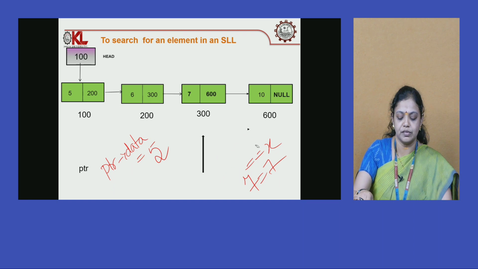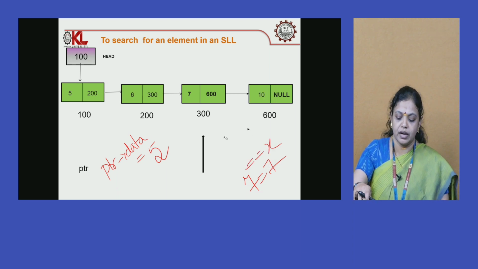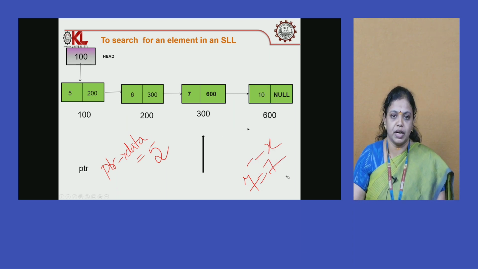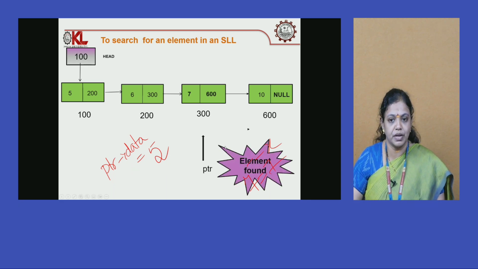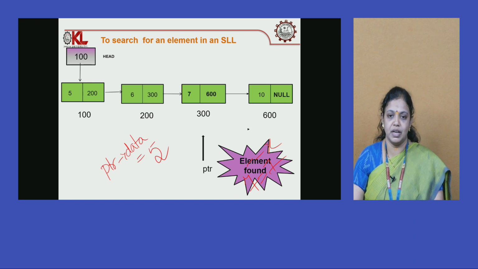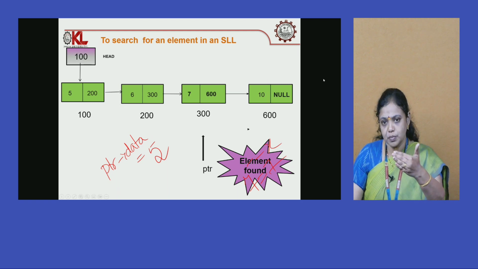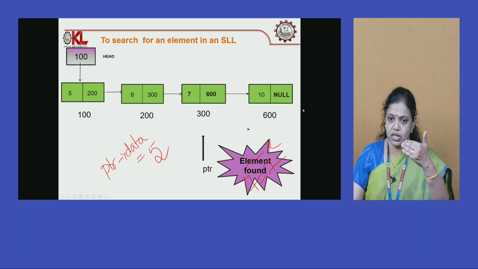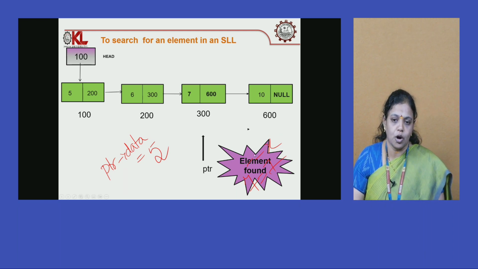So I have started from head, and everywhere I am just seeing whether the value is equal to 7 or not, and I am going on comparing. PTR has come here, I have compared the value, and now it says yes, the element is found. So I need not go till the last node. In this picture only one more node is available, but maybe there are more nodes. Since I see that the data is available, I just stop the operation and print a message that the element is found.